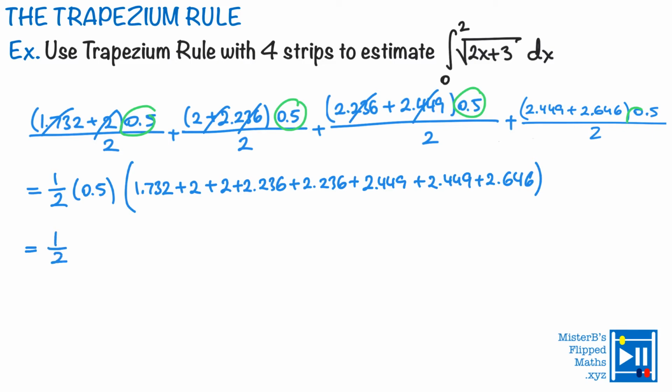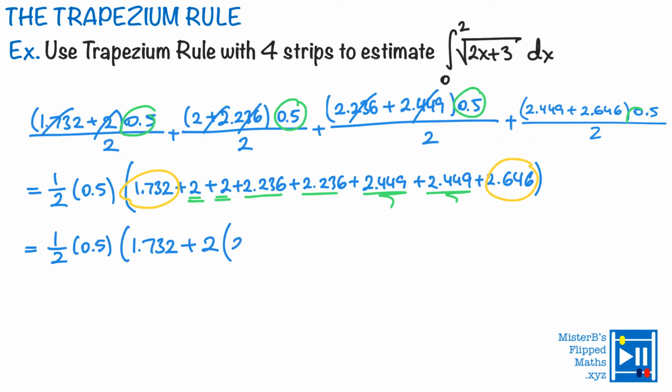Now, let me simplify this a little bit. It's going to be 1 over 2 from the fraction, 0.5 is the height, and you can now notice that the sum here has some repetition. So we have 2 repeated twice, 2.236 repeated twice, 2.449 repeated twice. The first one and the last one appear only once, but the others appear twice. So what I can write is 1.732 plus 2 times the other numbers, 2 plus 2.236 plus 2.449. These are the numbers that repeat themselves 2 times. And the last one at the end, 2.646.